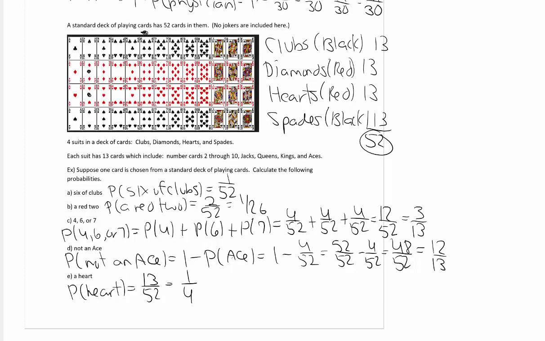So here I have the deck of cards, of course, without jokers. There are 13 clubs that are black. There are 13 diamonds that are red. There are 13 hearts that are red. And there are 13 spades that are black. When you add them up, there are 52 cards. And there are 4 aces, 4 twos, 4 threes, 4 fours, and so on and so forth, up to 4 jacks, 4 queens, and 4 kings. So now let's go back and answer these questions.